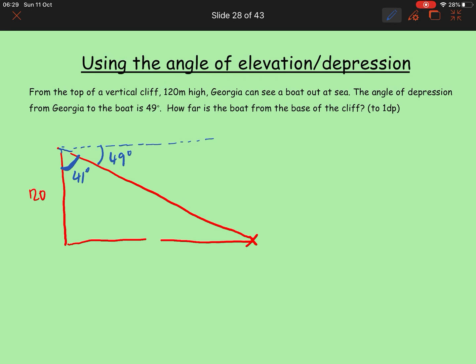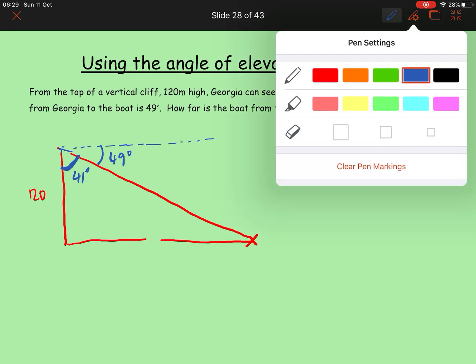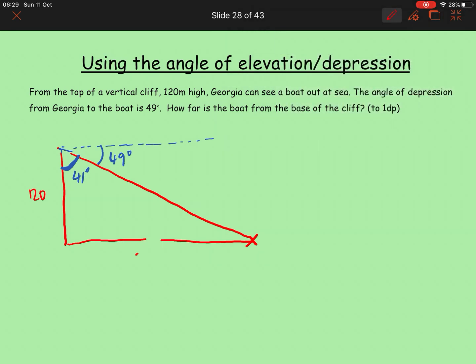Okay? Now what we want to know is how far is the boat from the base of the cliff? So I want to know what this distance here is. Okay, the distance from here to here. So we'll call that distance x. And if you've made your diagram correctly, it's now a simple trigonometry question. Label the sides of your right angled triangle.